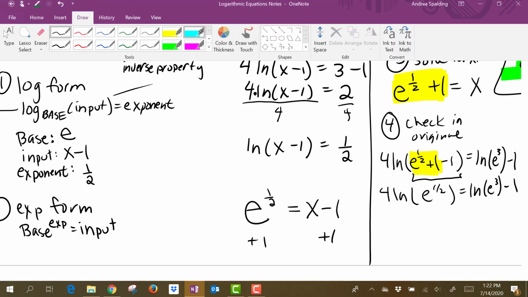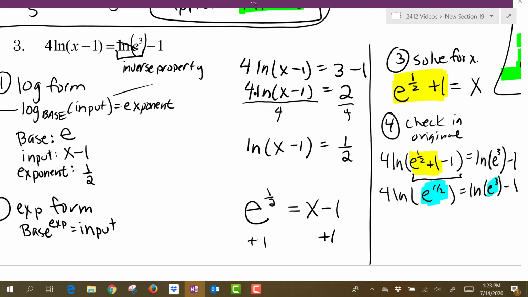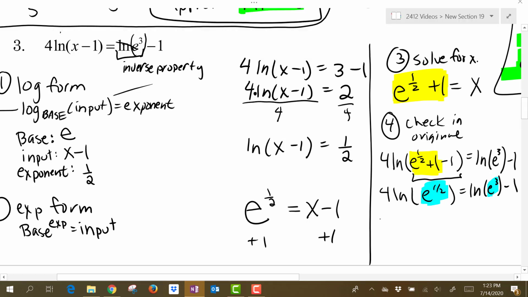So when I look at all of the logs in my equation, I have e to the 1/2 power, which is greater than 0, and I have e cubed, which is also greater than 0. So all of the logs have a positive input, and so our solution checks out. So what is our final answer? Our exact answer will be e to the 1/2 power plus 1.